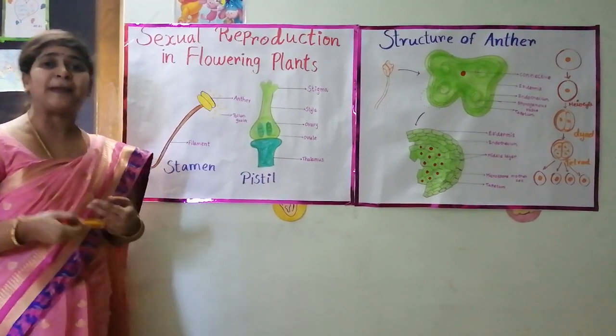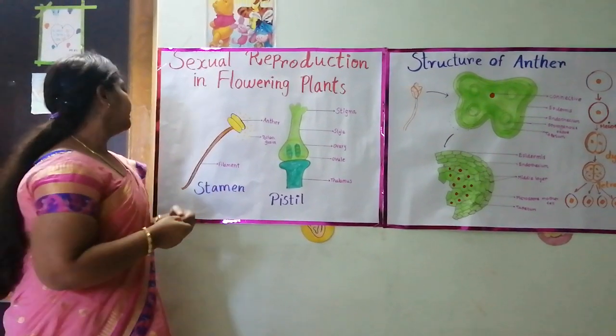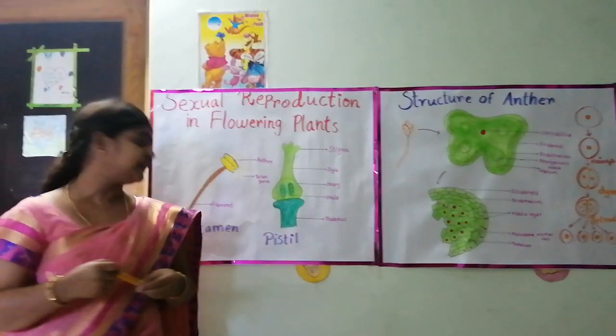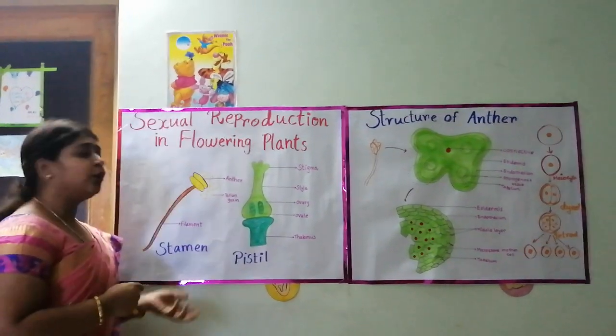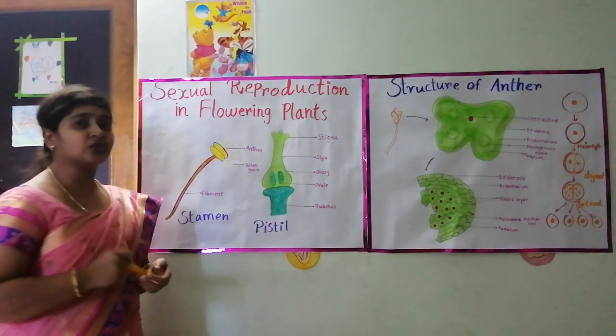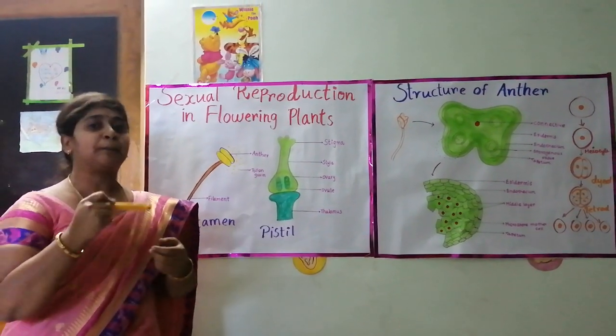A few plants have both stamen as well as pistil, a few plants have the stamen alone, or a few plants may have the pistil alone. So this is the fact about the flowers.